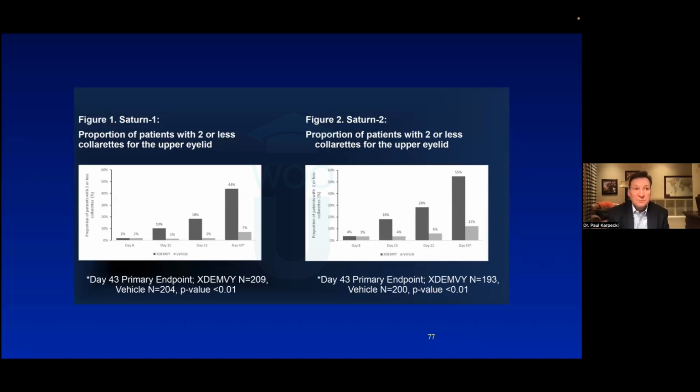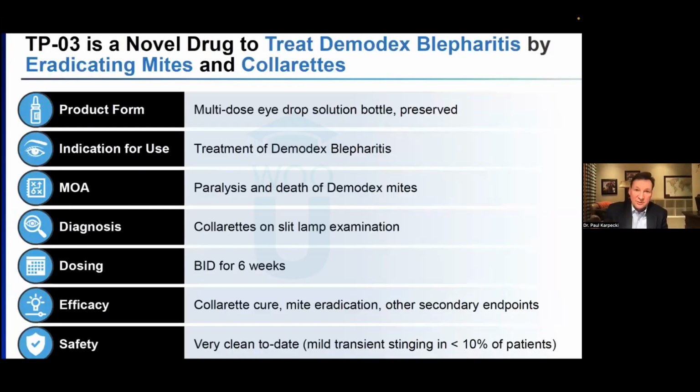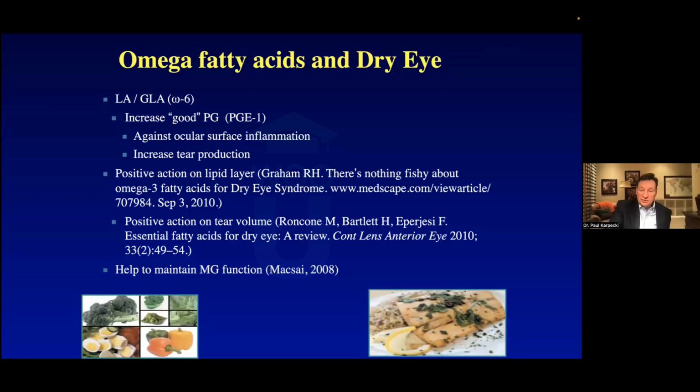That always amazes me because we're using it even more effectively now by having the excess get to the site we want it to get to. It's a multi-dose drop. It lasts the entire 6 weeks. It paralyzes and kills the mite and eradicates them. It's twice a day for 6 weeks and you're done. Collarette cure, mite eradication, and secondary endpoints like redness and erythema scores are all clinically significantly improved over the vehicle. And the most common side effect was mild transient stinging in less than 10% of patients.